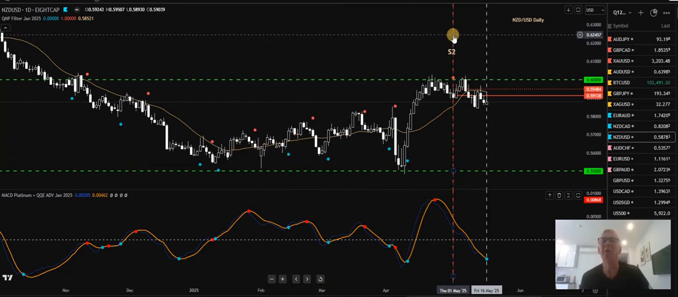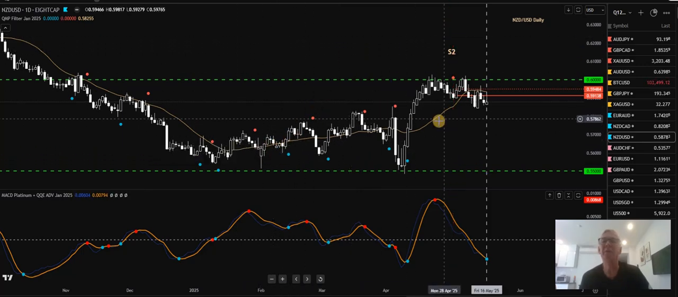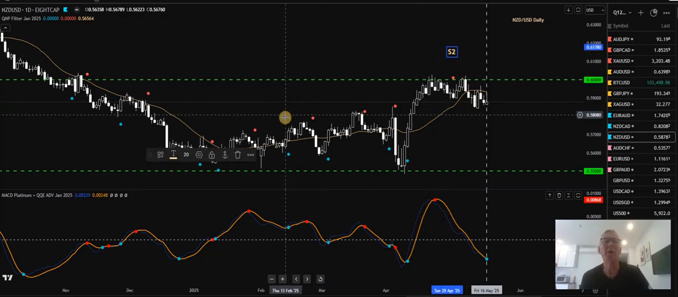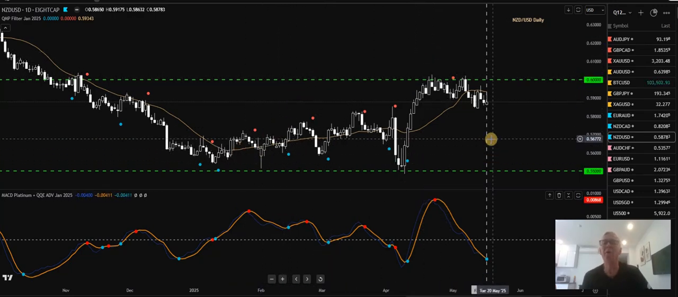So I'm no longer in any trades on the New Zealand USD. So I'll get rid of that. And right, so now I've got a grey warning line, a vertical warning line here. There's a blue dot on the MACD pattern below the zero level. So it puts me in buy mode. Whether that happens or not, we'll just wait and see.